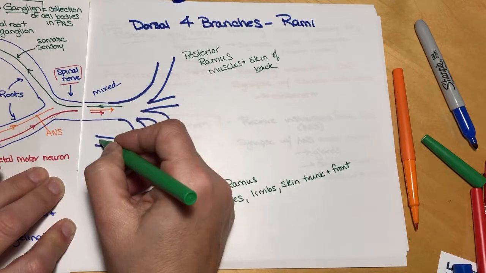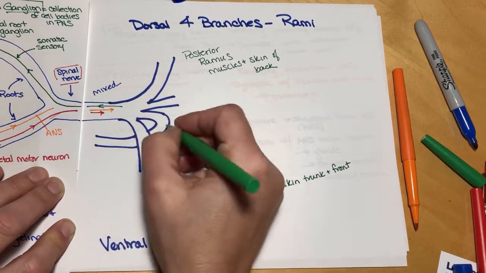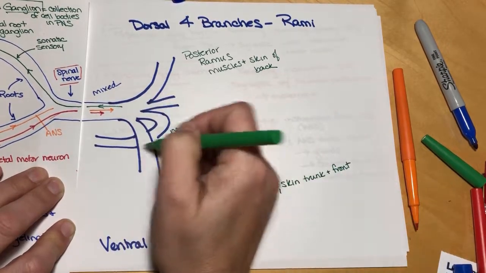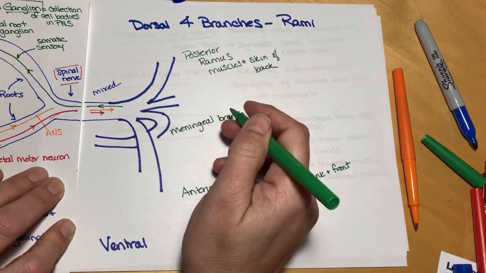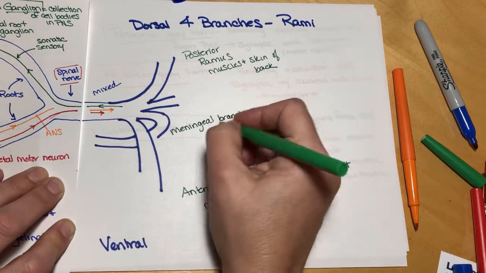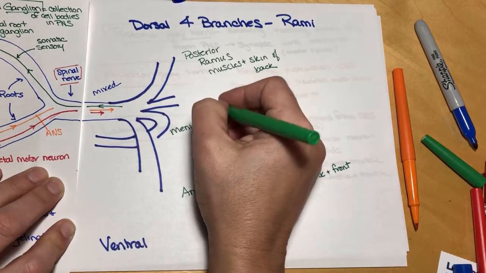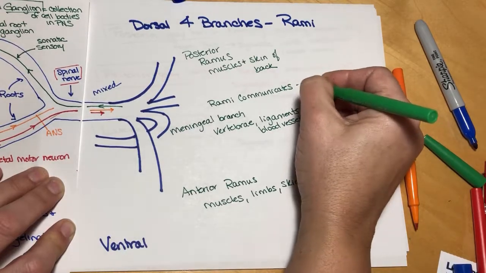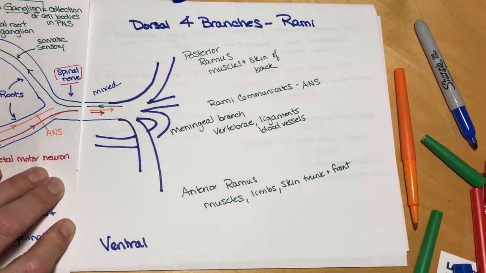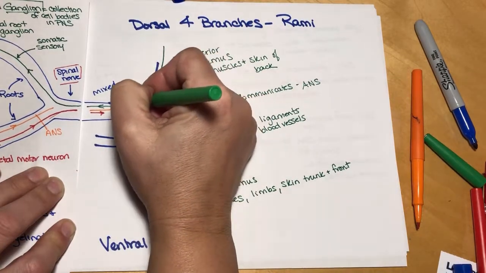This one that kind of swings around and goes back towards the cord is called the meningeal branch. And that's going to be bringing sensory and motor information back to the cord and the vertebrae, ligaments, and blood vessels. And then this other one over here has got a very fancy name. It's called the rami communicantes, and that has to do with the autonomic nervous system. So we have to make sure all of our things go to the right places. So our sensory information from the back is going to come in here.